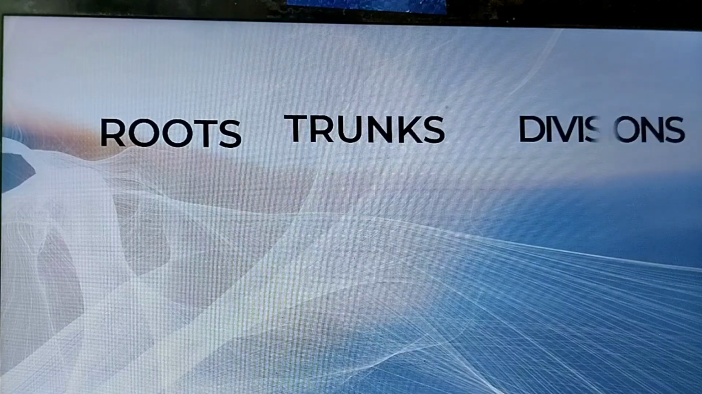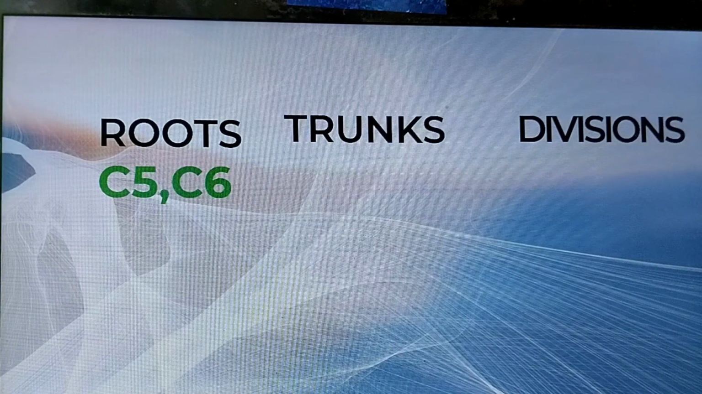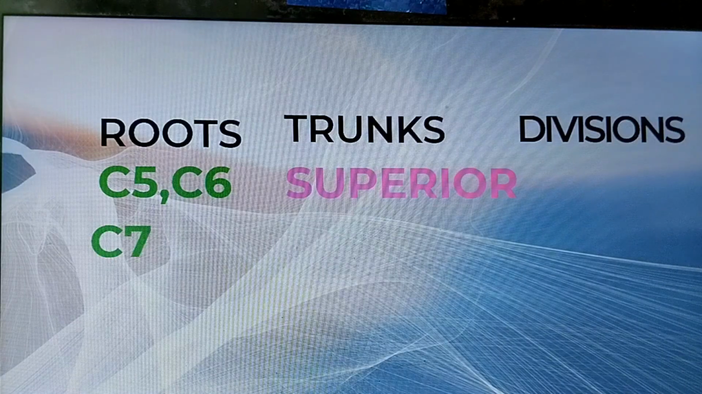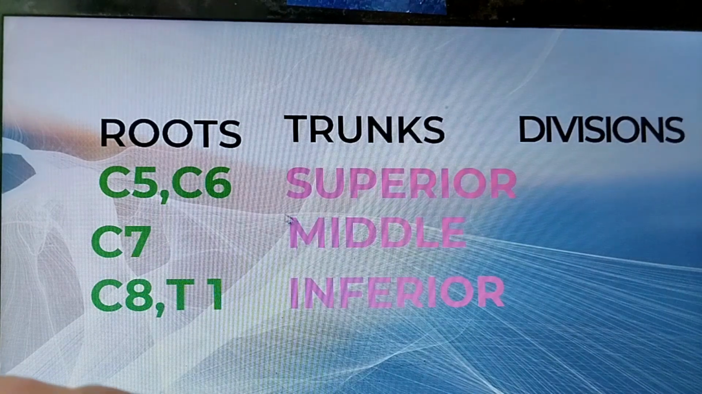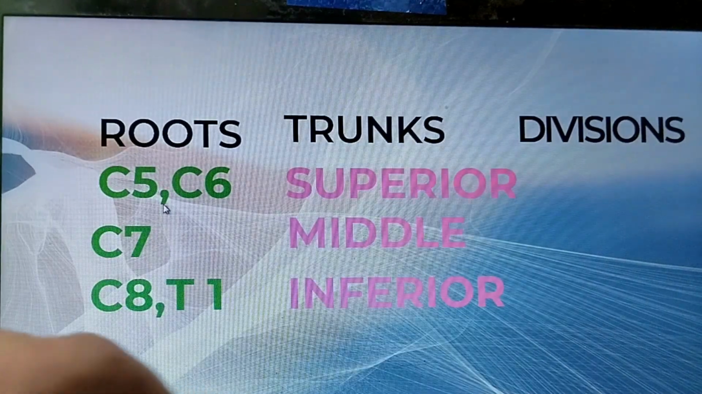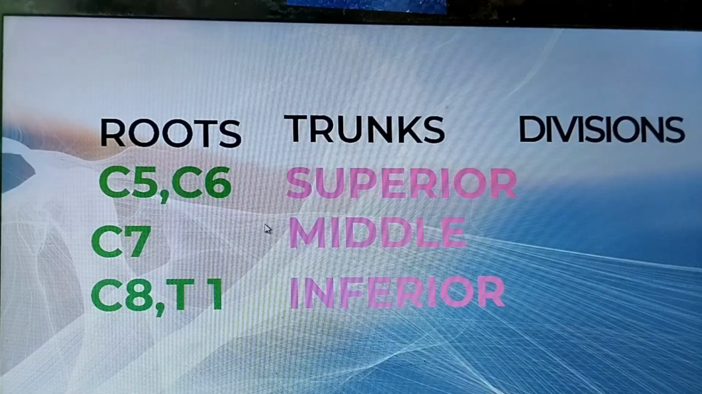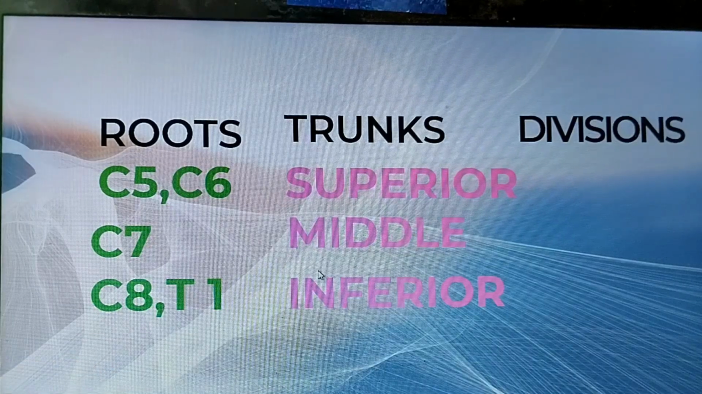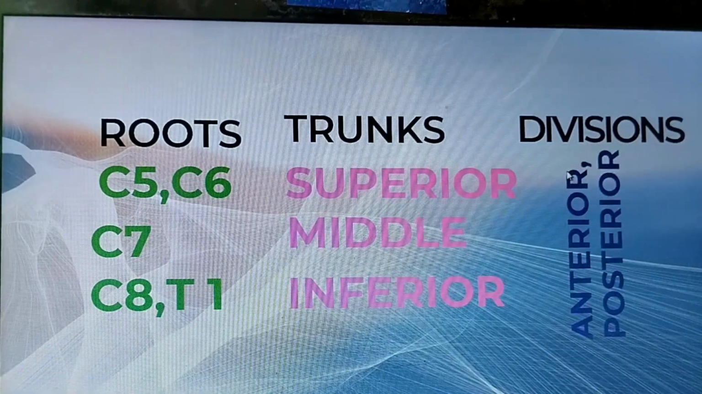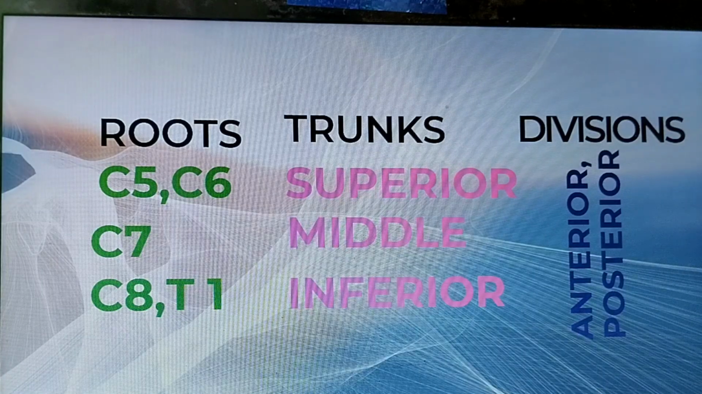Roots, trunks, and divisions. Roots C5 and C6, superior trunk. C7, middle trunk. C8, T1, inferior trunk. So superior trunk comes from C5 and C6. Middle trunk comes from C7. Inferior trunk comes from C8 and T1. Division: each trunk divides into anterior and posterior divisions.